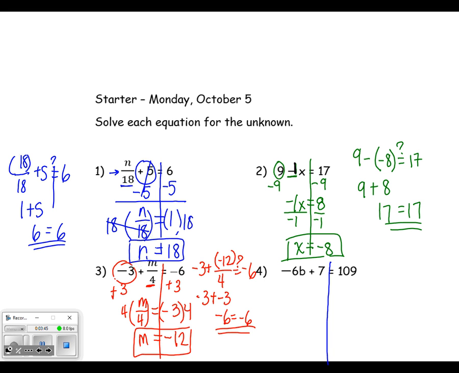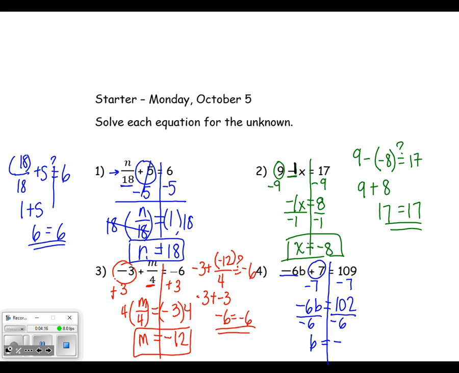And the last one for the starter. Again, draw my line. I've got a constant and a coefficient. I deal with the constant first by doing the opposite on both sides. And then I've got negative 6b left equals 102. To make the coefficient go away, I need to divide both sides by the coefficient. That's a negative 6, which means I'm going to have a negative answer.